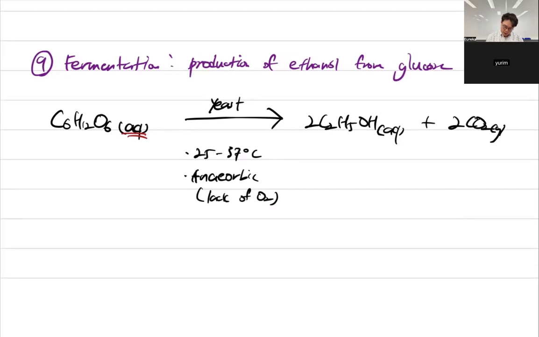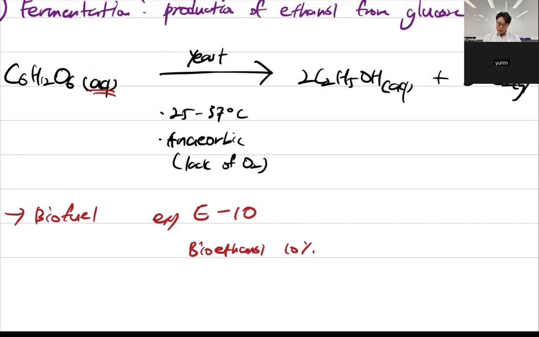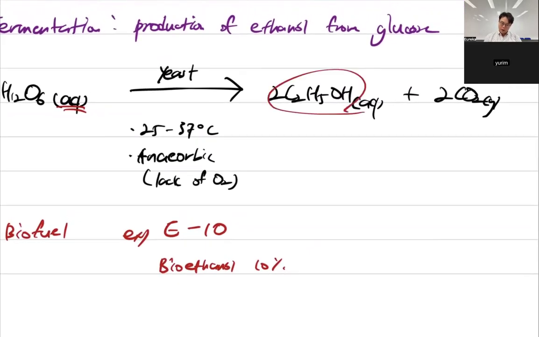But this is also very important, because this is also known as biofuel. If you have ever heard of E10 at petrol stations, have you seen that before? Sometimes, yeah. If you have a chance to go around, have a look at the petrol station, it says E10. This means bioethanol, 10%. The bioethanol is the ethanol produced from the fermentation of glucose, so you basically use sugar cane or other crops to produce the ethanol and mix it into the fuels.